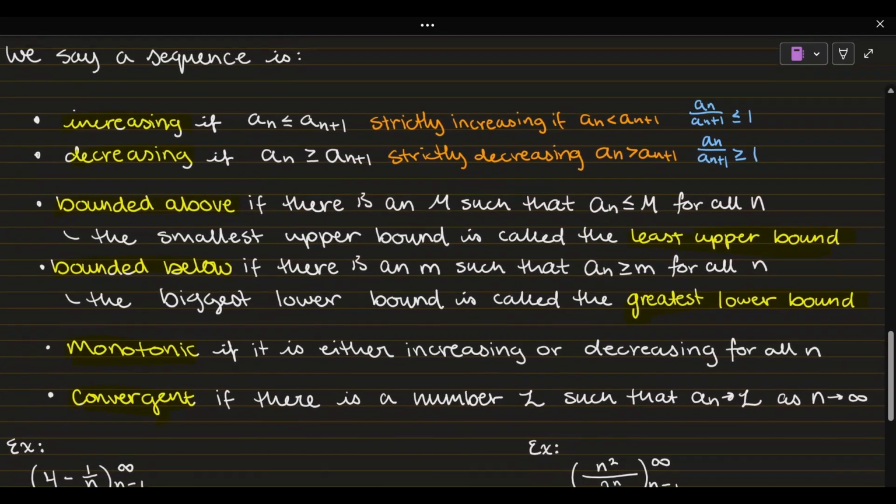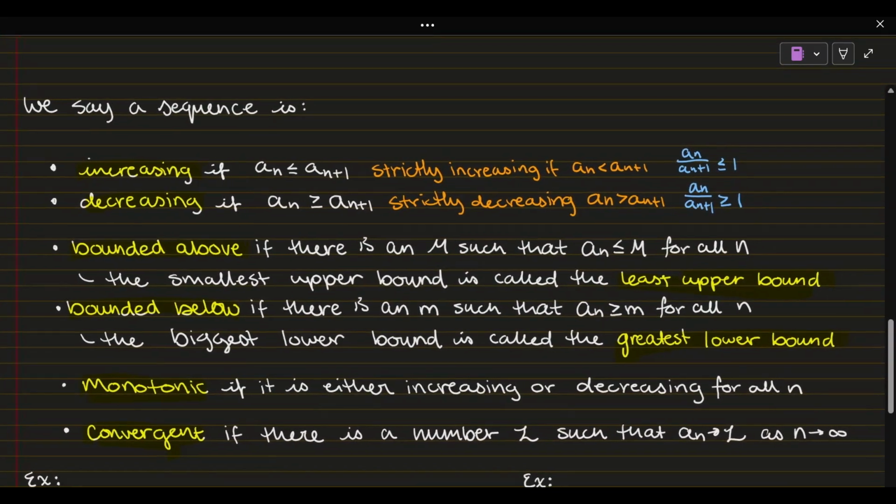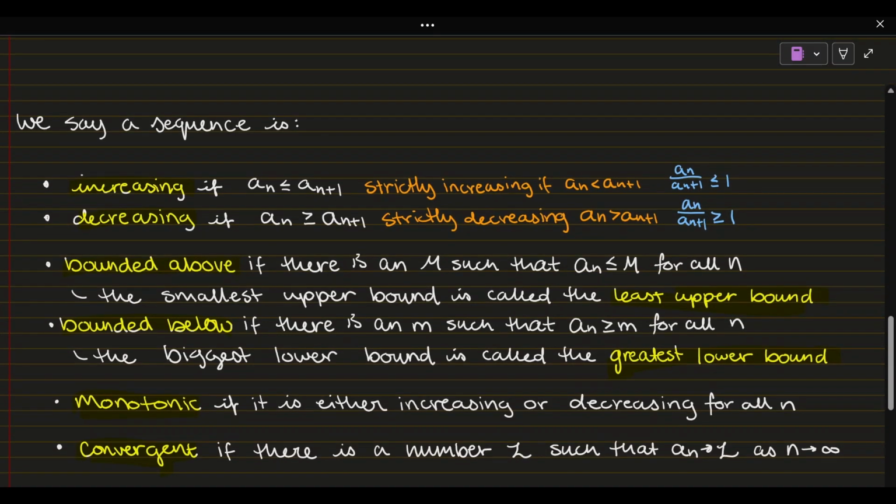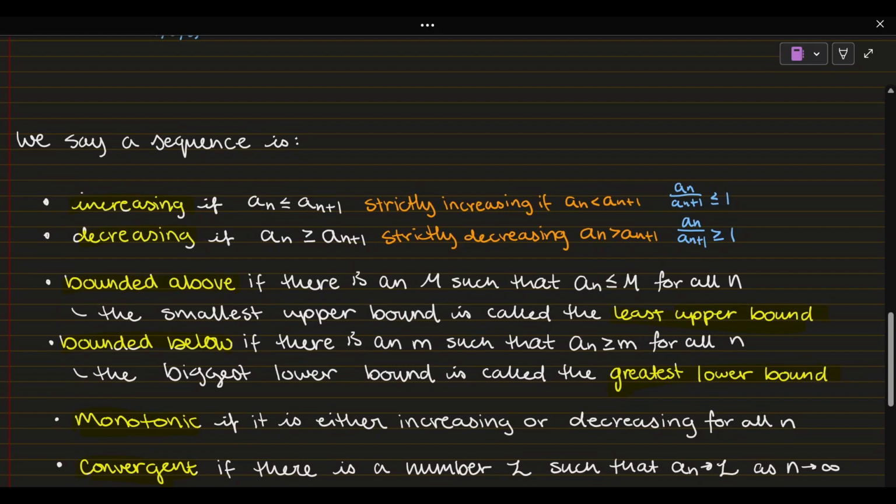We say it's bounded above if there's a number capital M such that a_n is less than or equal to M for all n. That says that every term in the sequence is smaller than some number. The smallest upper bound, the smallest number that bounds the sequence above, is called the least upper bound. We say that the sequence is bounded below if there's a lowercase m such that a_n is greater than m for all n. So there's a number such that every term in the sequence is greater than that number, and we say it's bounded below by that number. The biggest lower bound is called the greatest lower bound, and the smallest of the upper bounds is the least upper bound.